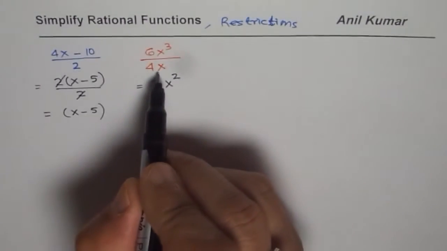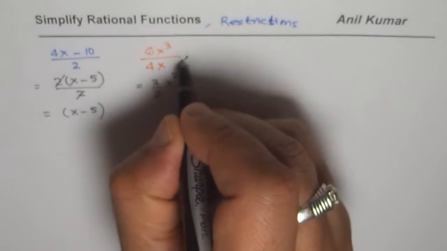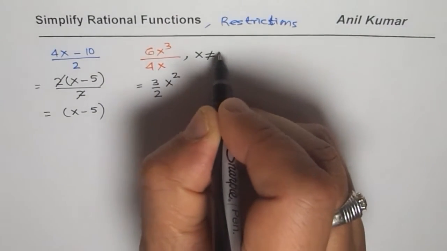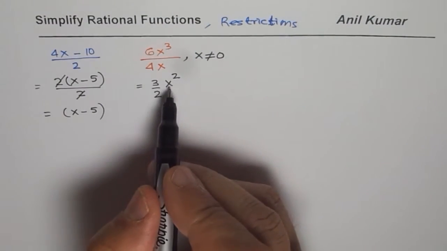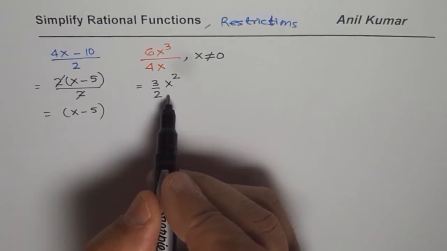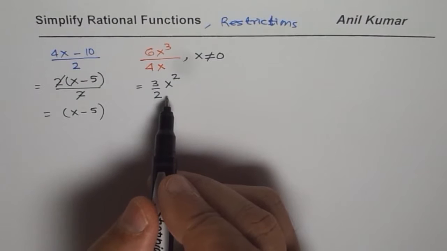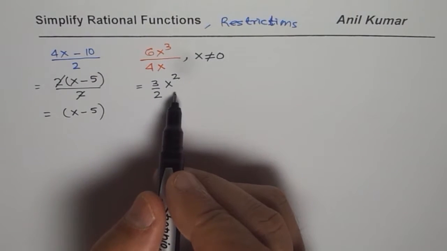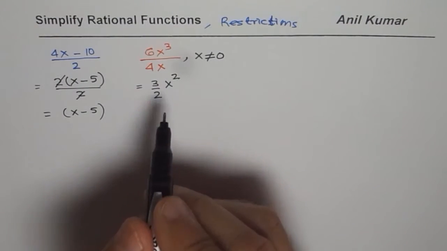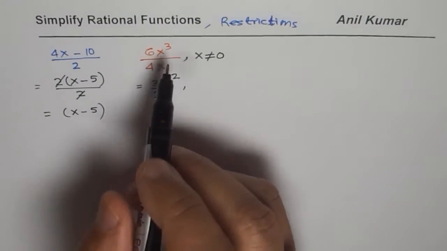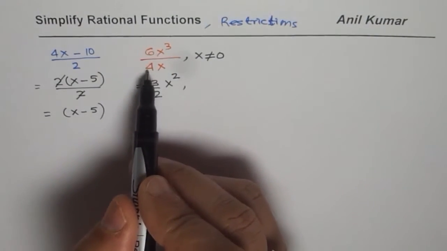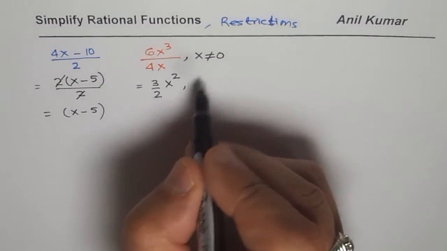Remember, the denominator can never be 0. So we have to write here that x is not equal to 0. Now when you simplify, that x from the denominator has vanished. So you may be tempted not to write that x is not equal to 0. In that case, you will be wrong. Always in a rational function, you began with 6x cubed over 4x, where x is not equal to 0.